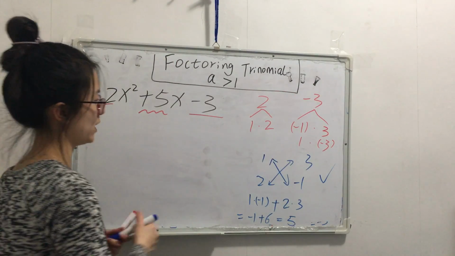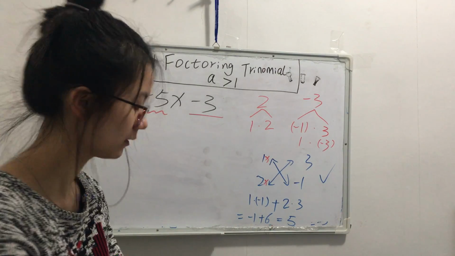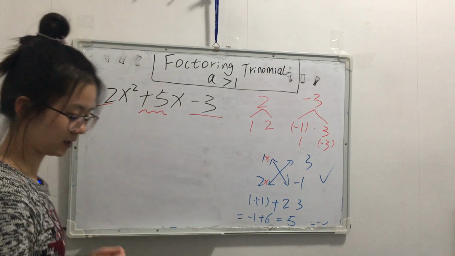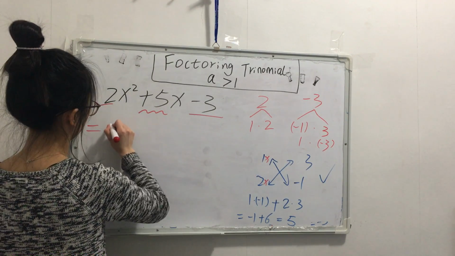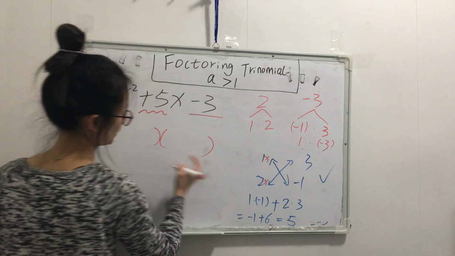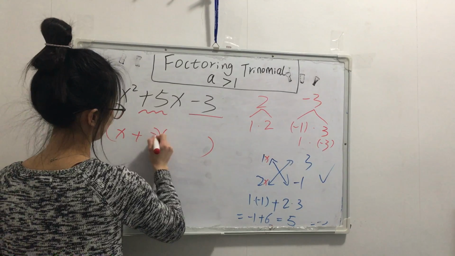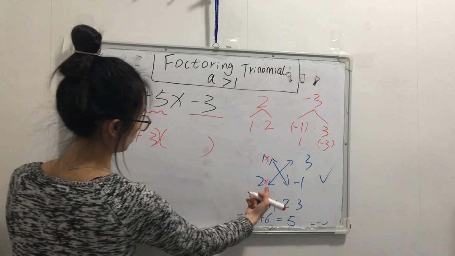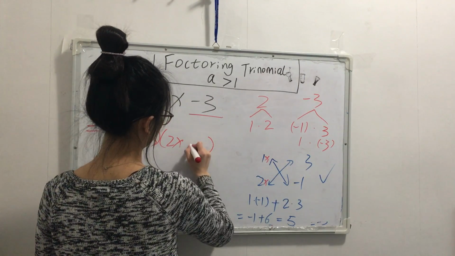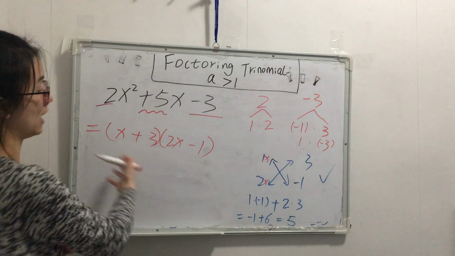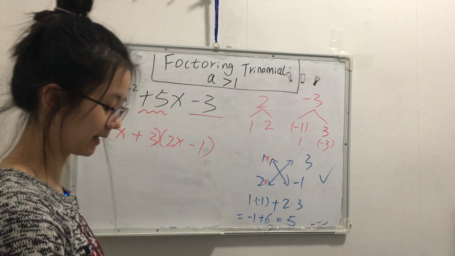Then we add x here. So now what we have, the factor is this. This is 1x, which is x, plus 3, because this is 3. And for this one, this is 2x. This now is negative 1. So this is how we write it as a factor expression, factor form.